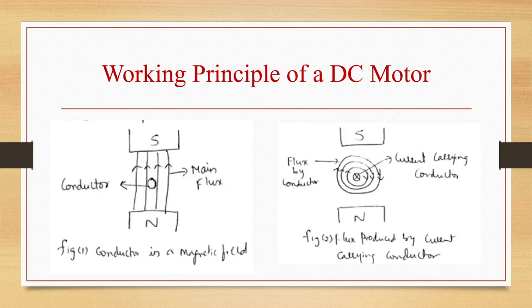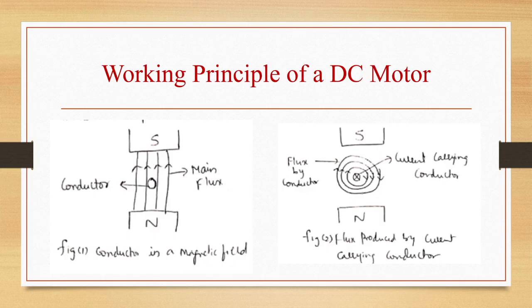So we are considering a single conductor placed in a magnetic field, and the magnetic field will produce its current, and this current is in a particular direction. Let us consider that it is away from the observer. Any current carrying conductor will produce its own magnetic field around it, and hence this conductor will also produce its own magnetic field. The direction of the field can be determined by the right hand thumb rule. And for this direction of current, the direction of flux around the conductor will be clockwise.